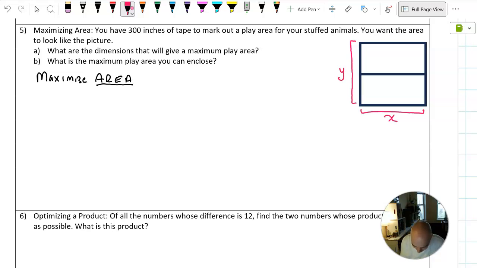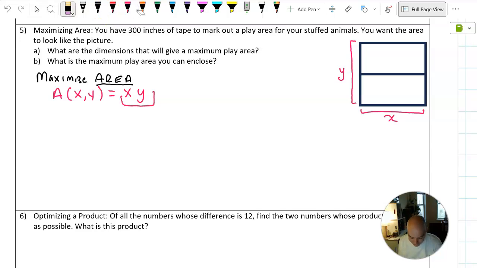Then our area function, we can say the area is a function of x and y, and it's just x times y. Now we have a problem because we technically right now have three variables. We have A, x, and y. We don't know how to solve that or graph that or do anything with it. So the next step after we label this up is to try to get rid of one of these variables.